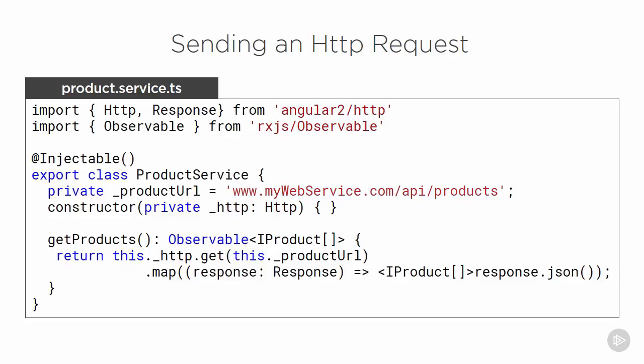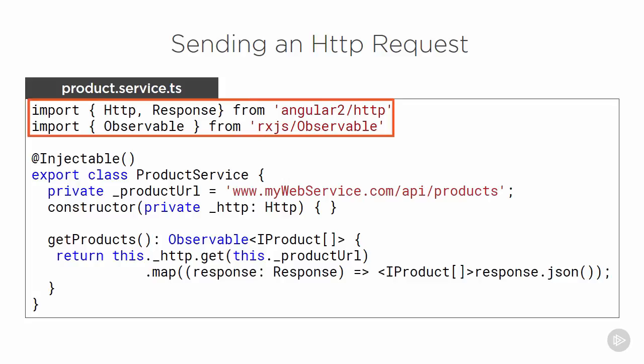We often encapsulate the data access for our application into a data service that can be used by any component or other service that needs it. In that data service, we use Angular's HTTP client service to send requests. In this example, we send a GET request. Let's walk through this code.